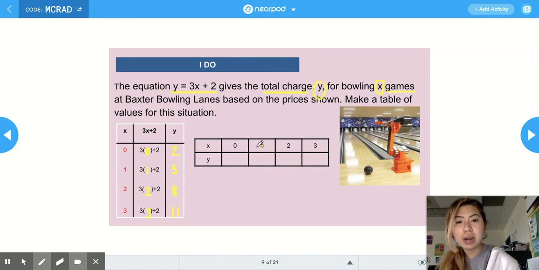So from here, I'm going to plug in the y values into our horizontal table. So we have when x is 0, y was 2. When x was 1, y was 5. When x was 2, y was 8. And when x was 3, y was 11.